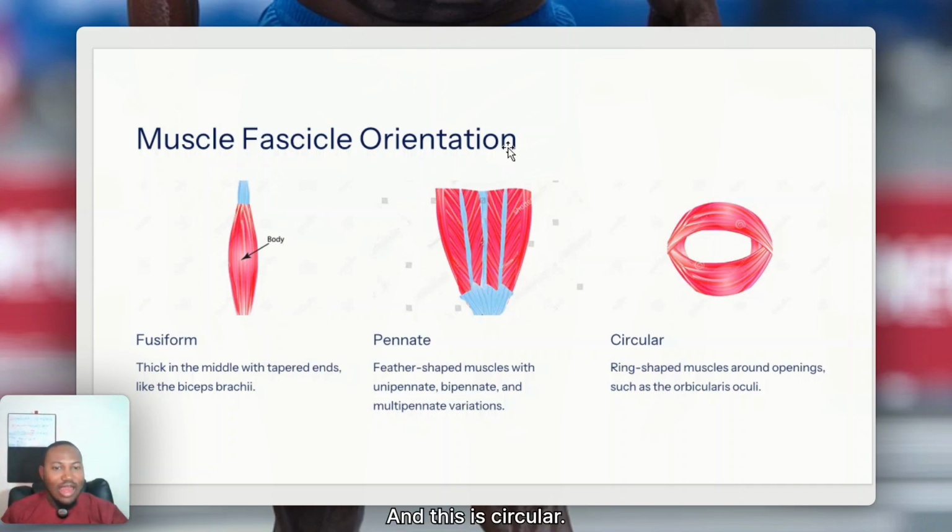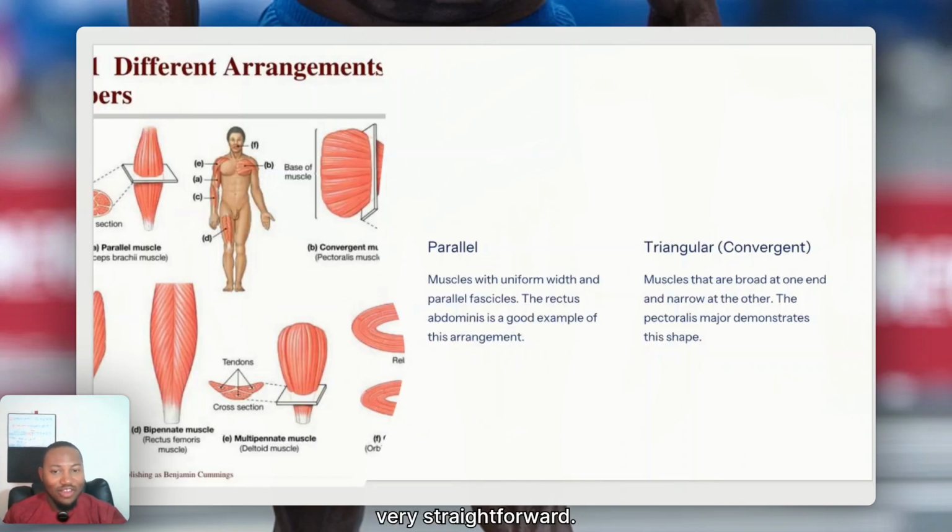Spreading out. And this is circular. Circular is straightforward, very, very straightforward. Then we have parallel, the ones that don't meet each other. Then we have triangular. That one is very straightforward. If you see it, you'll definitely be able to recognize it. So you need to go and look at diagrams. There are questions like this.